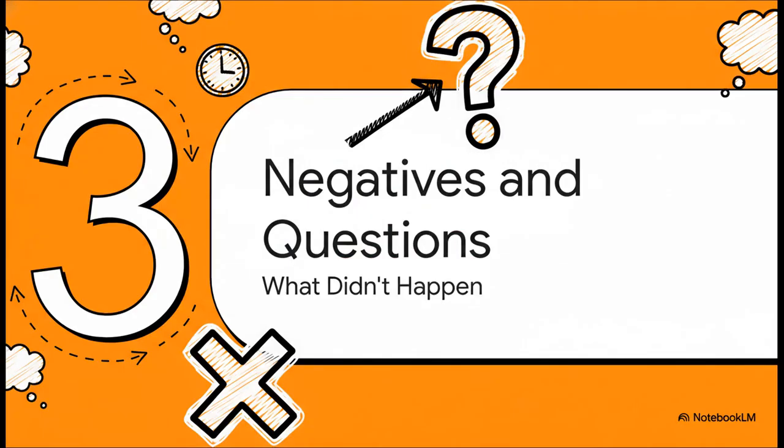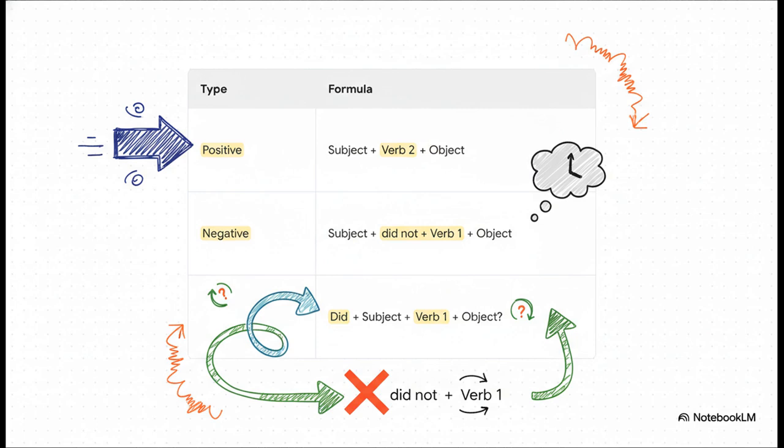All right, so we know how to say what happened. But what about saying what didn't happen, or asking a question about the past? Well, this is where a tiny but super important change comes into our formula. Okay, look closely at the pattern here. For positive sentences, we use verb 2, just like we learned. But notice for negatives and questions, this little helper word did shows up. And the second it does, the main verb snaps right back to its original form, verb 1. This is the whole secret.